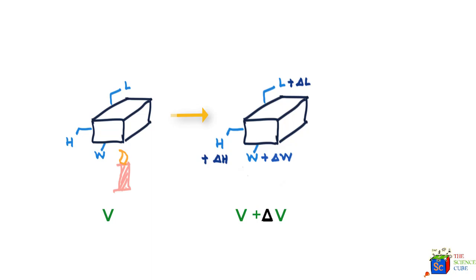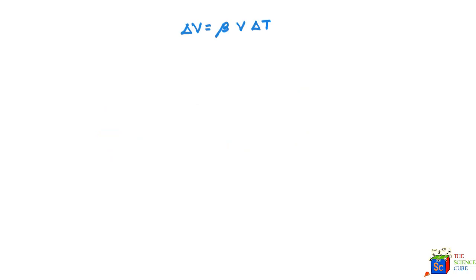So volume expansion of a solid or liquid is given as delta V, or the change in volume, is equal to V times beta times delta T, where beta is the coefficient of volume expansion. So if a solid or liquid having volume V is subjected to an increase in temperature delta T, then the increase in volume delta V is given as V times beta times delta T.